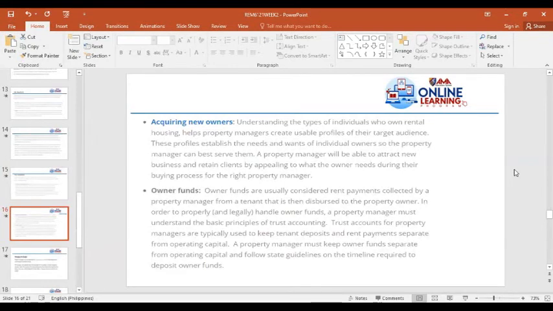Next is acquiring new owners. Understanding the types of individuals who own rental housing helps property managers create usable profiles for their target audience. These profiles establish the needs and wants of individual owners so the property manager can best serve them. A property manager will be able to attract new business and retain clients by appealing to what the owner needs during their buying process for a right property.